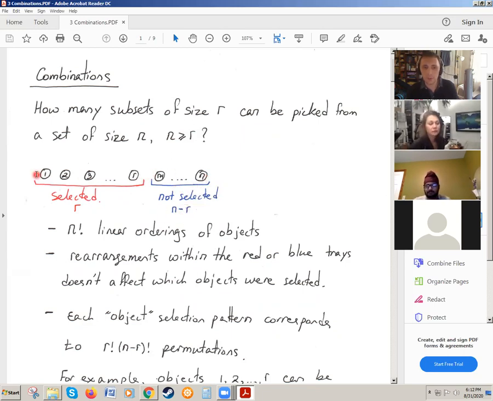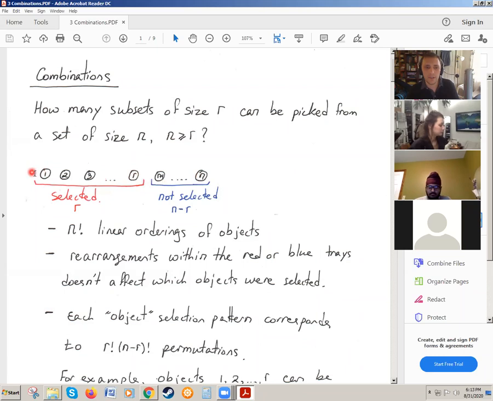So for every given permutation, this is just the identity permutation, 1, 2, 3, they're all in order, right? 1, 2, 3, all the way to n. Now look at it, right? This means that first individuals 1 through r were picked and individuals r plus 1 through n were not selected.